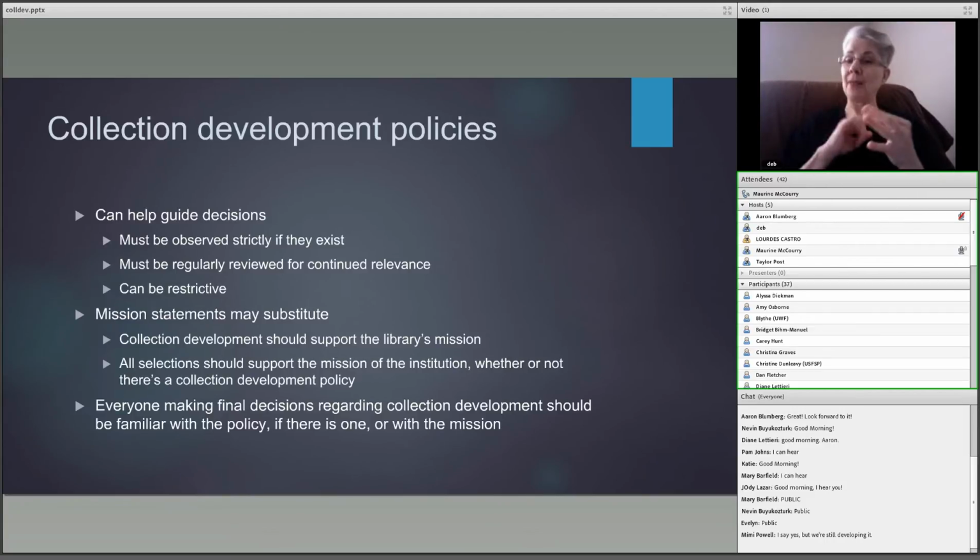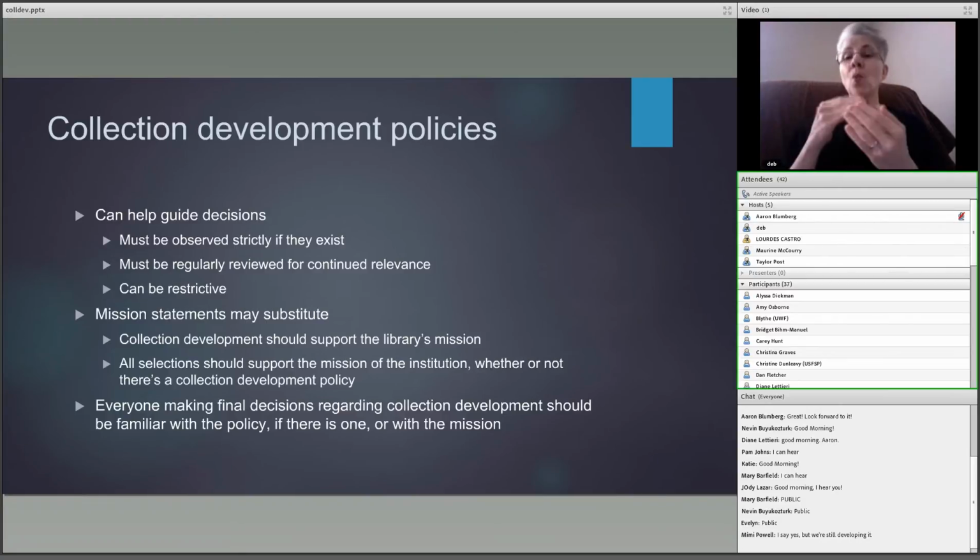Mission statements, as I said, at Hillsdale College, we substitute a collection development policy with a mission statement. A collection development policy should always support the library's mission, and the library's mission in turn should support the institution's mission. All selections should support the mission of the institution, whether or not there's a collection development policy. And that's this hierarchy of everything you do should support your institution's mission. Your library's mission should support the institution's mission, and everything you purchase for your collection should support that library mission.